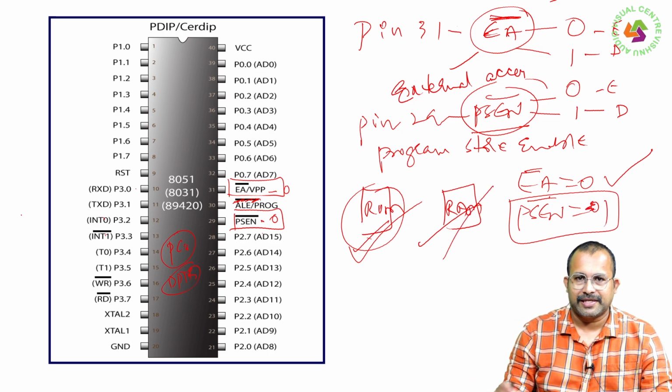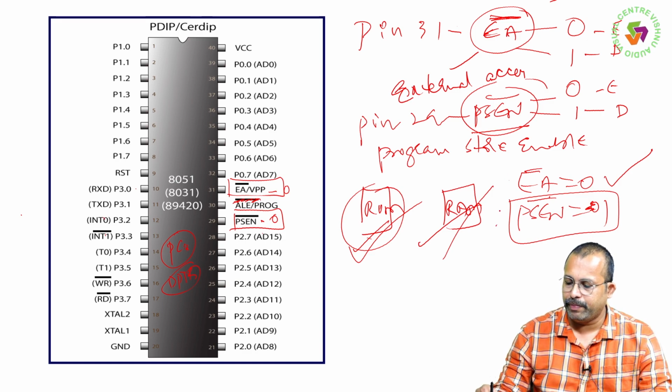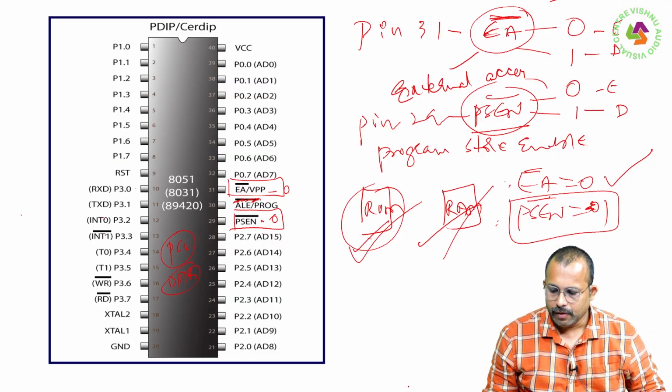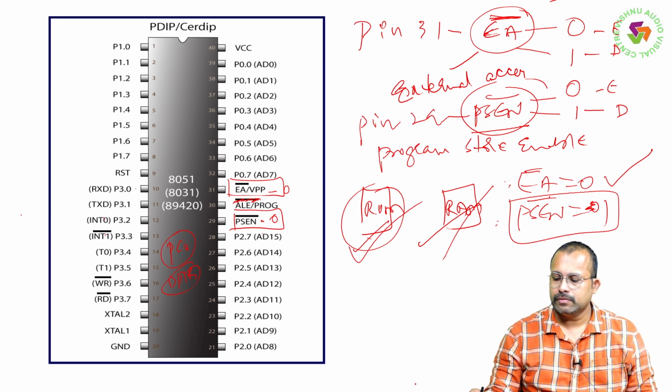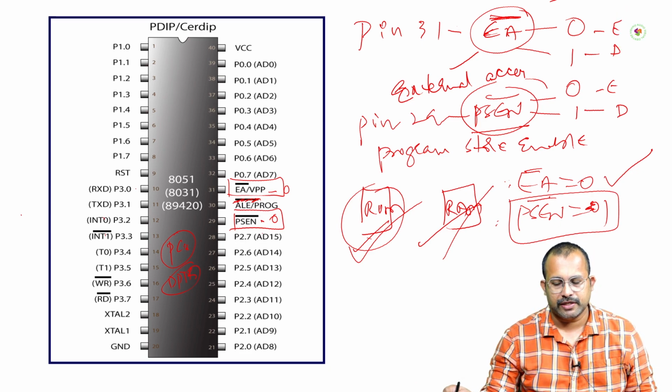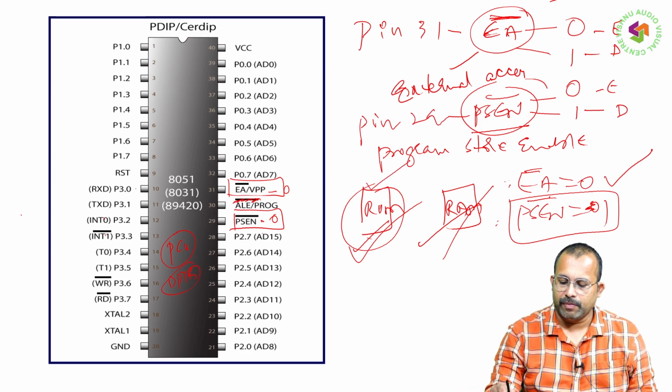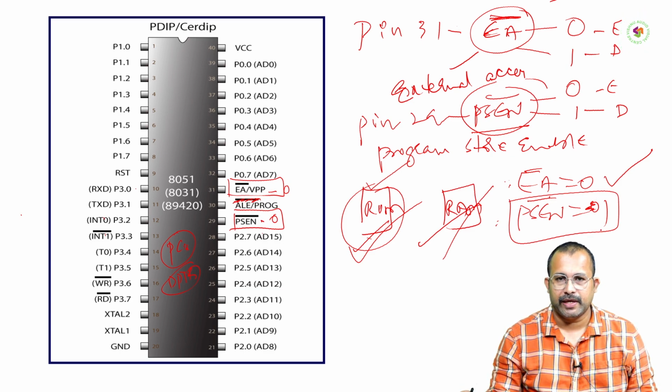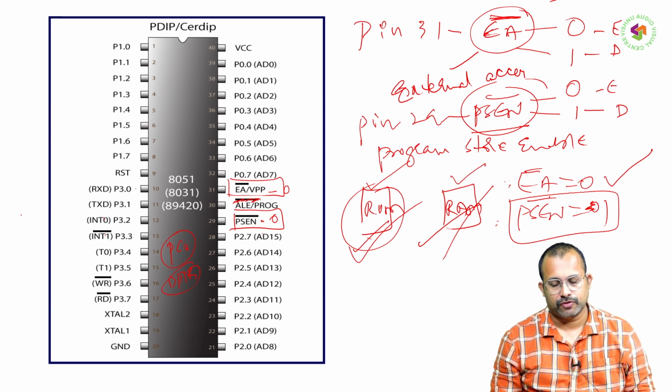For external memory access, these two pin values are crucial. So if EA bar is 0 and PSEN bar is 0, external ROM is used. If EA bar is 0 and PSEN bar is 1, external RAM is used.